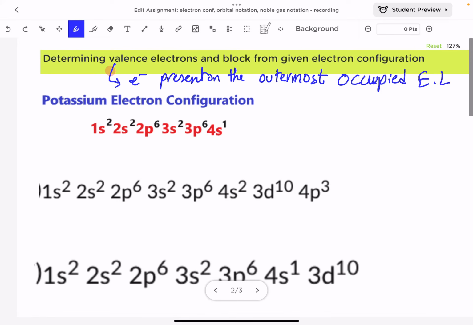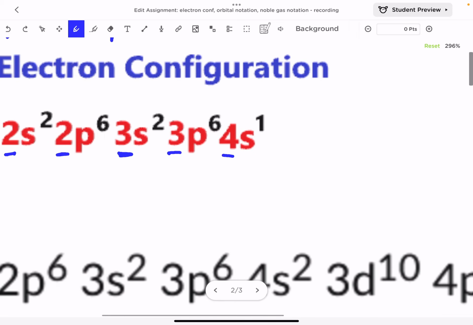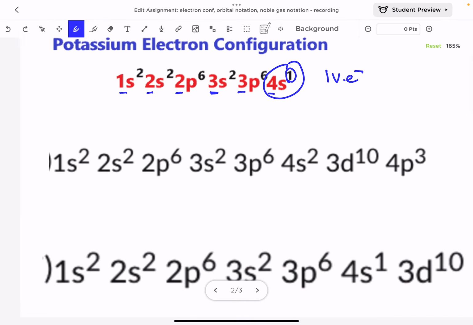So when we look at this electron configuration, first we need to determine what is the highest level occupied. These numbers written next to the sublevel letter represent the number of the energy level, the principal quantum number. So the highest energy level reached here is 4. So we look at the electrons available in this energy level, and in this energy level, we have 1. So it means we have 1 valence electron in this configuration.